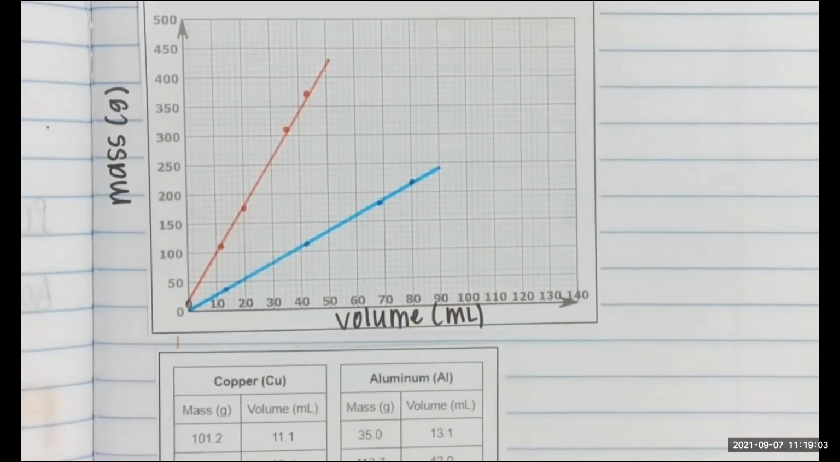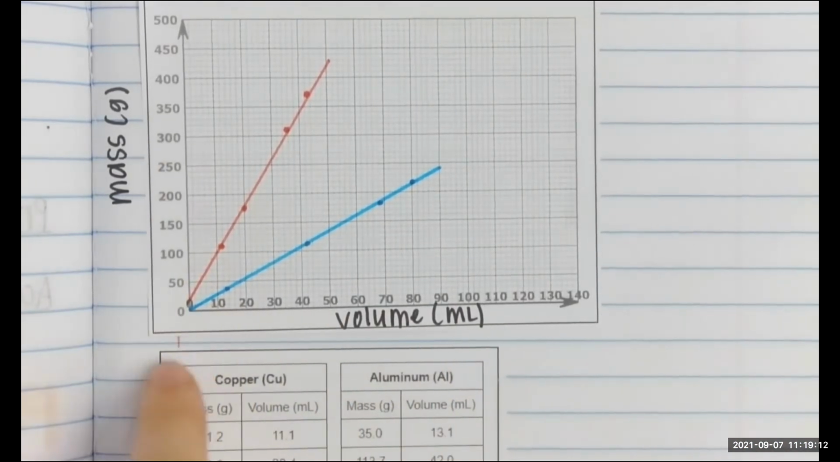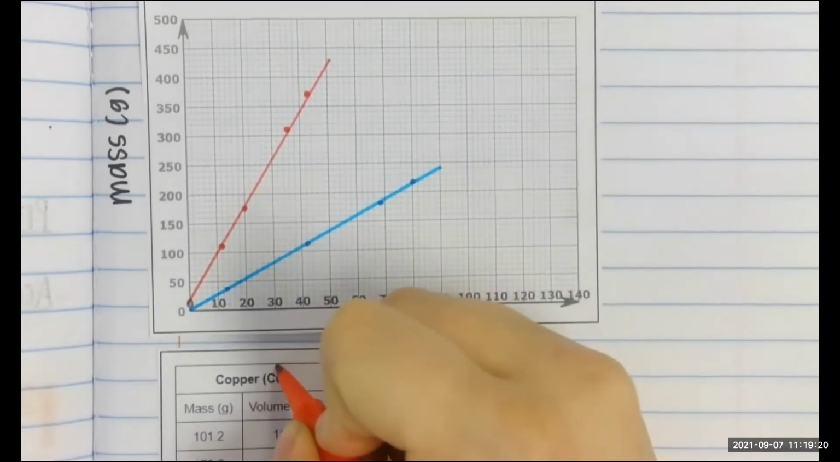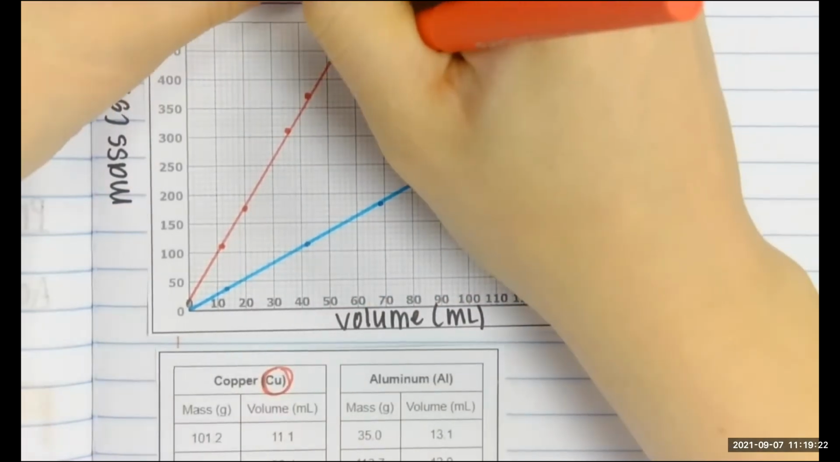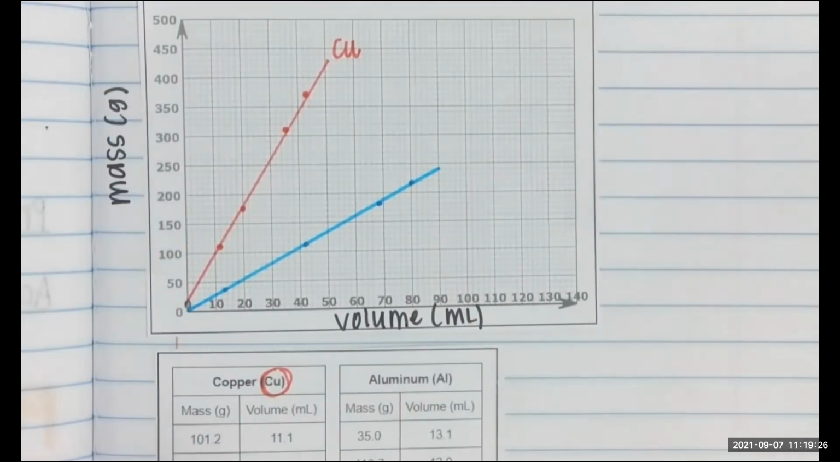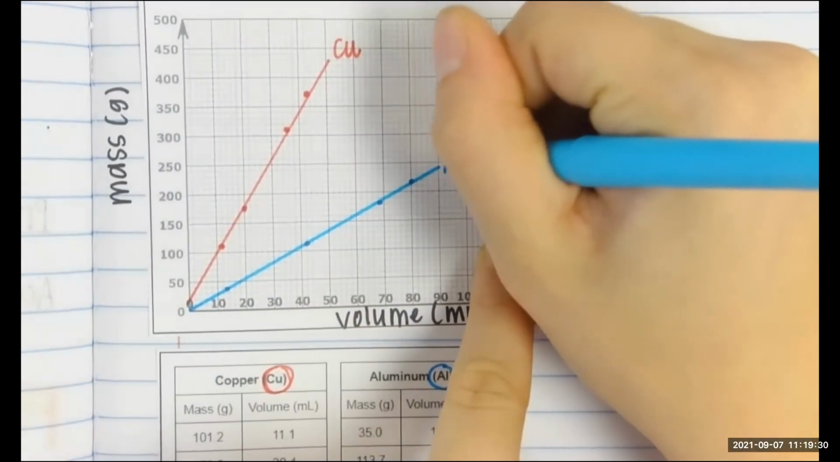So something like this. And it makes sense that it's going to go through the origin, because if you have 0 volume, if you don't take up any space, you're not going to take up any mass. So try and get those to go through the origin. And then maybe label them a little bit. This one was my copper line. And this other one here is aluminum.